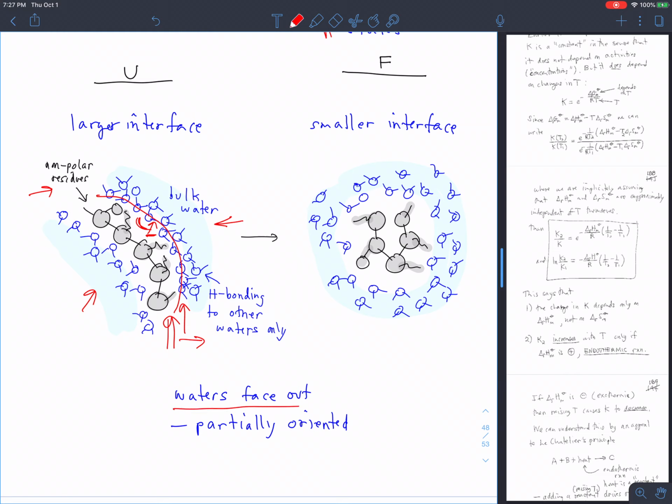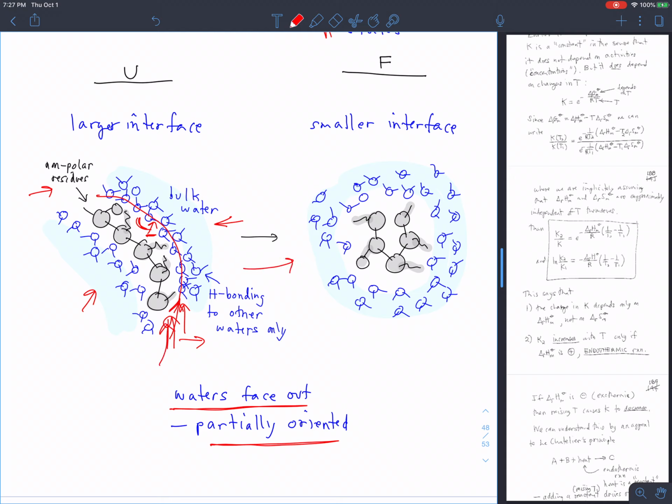The waters face out, and that means they're partially oriented. Their rotational freedom is less than it would be if they were in the bulk. What all that means is that waters near the interface with a hydrophobic or non-polar surface of any kind, whether it's amino acids or an oil droplet or anything else that's hydrophobic, have their rotational freedom reduced. The number of rotational microstates available to them is reduced compared to when they fold up, right?